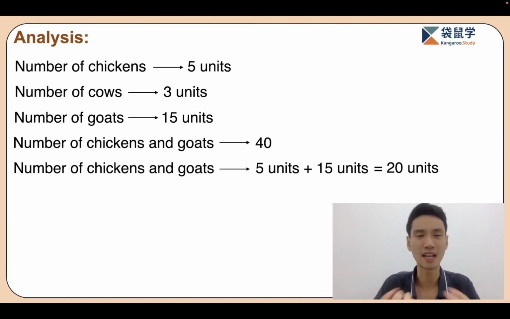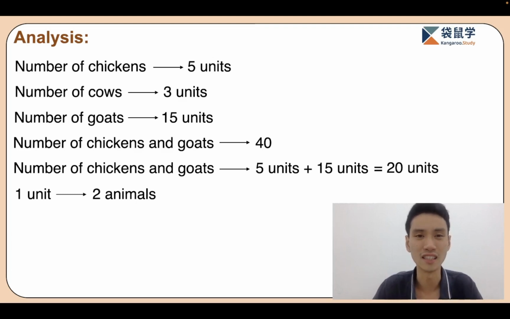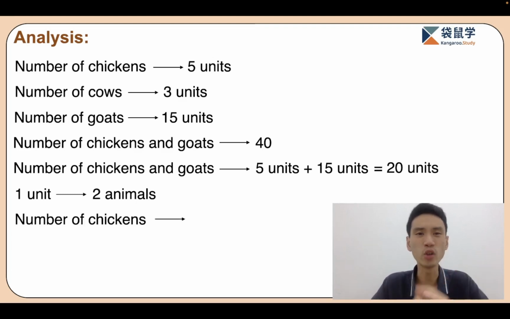Now, how do we calculate here how many animals 1 unit is? That's right, we would take 40 divided by 20 to get 2. So 1 unit is 2 animals. And now, let's see if we can calculate each of the quantities. So we start with the number of chickens.